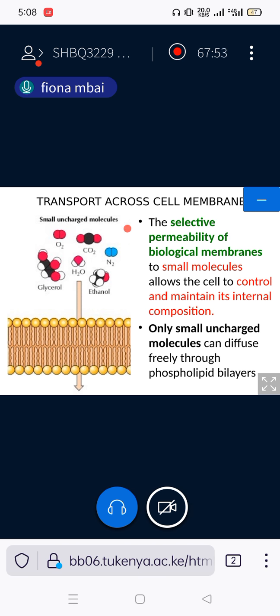So small uncharged molecules such as carbon dioxide, a byproduct of cellular metabolism, oxygen, which cellular metabolism requires, and water, petrol and ethanol can all cross the membrane. They are able to freely diffuse through the phospholipid bilayer.